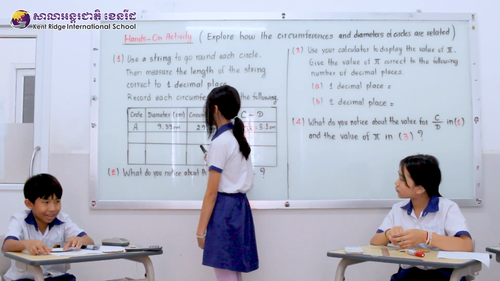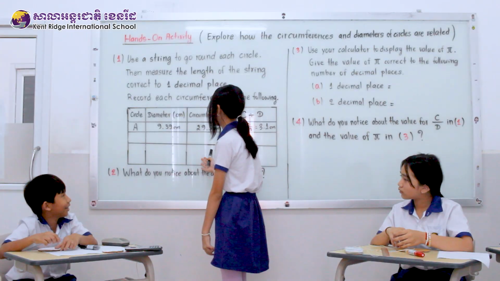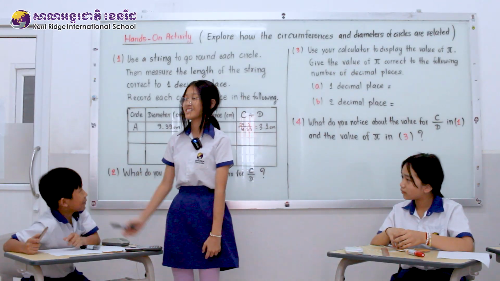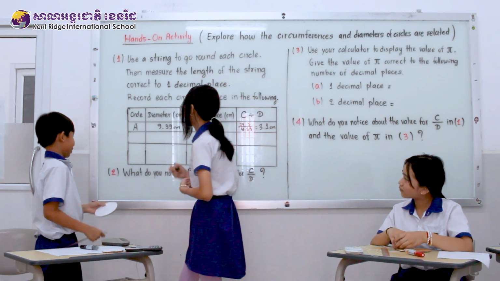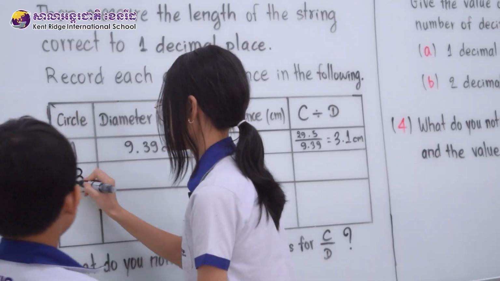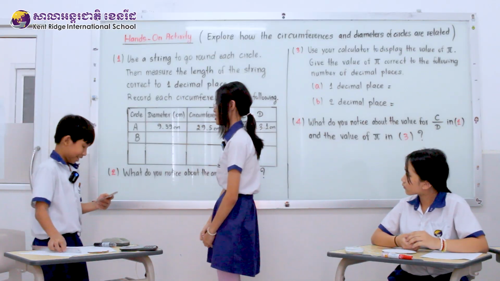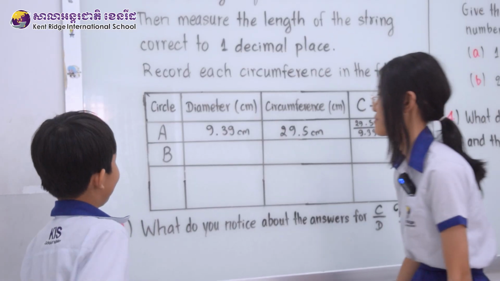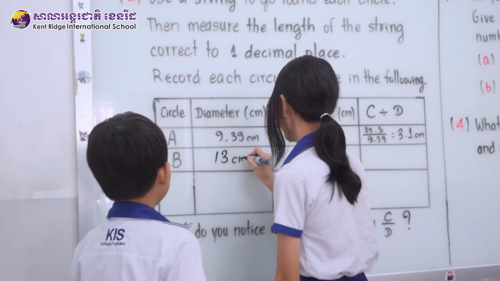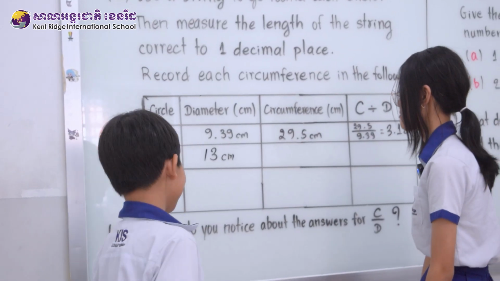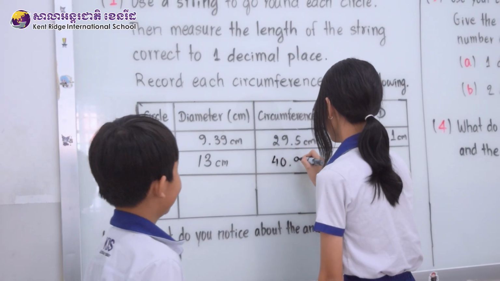Since there's 2 more spaces that we need to fill, I'd like to ask him to explain and to find the diameter and circumference of circle B. Please show me how. So what is the diameter of circle B? The diameter for circle B, I got 13 centimeter. What about its circumference? Its circumference, I got 40.9 centimeters.